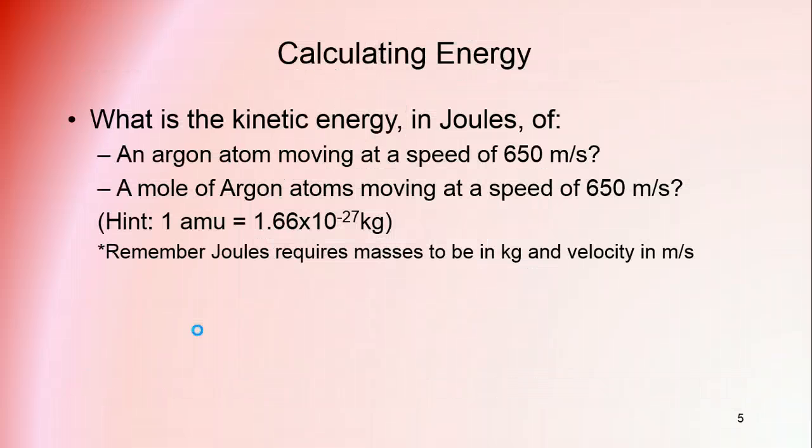Just as a practice calculation to see if we can apply what we know so far, we can pause the video and see if we can answer these questions. So what's the kinetic energy in joules of an argon atom moving at a speed of 650 meters per second? And then we should also try calculating a mole of argon atoms moving at a speed of 650 meters per second. And there is a kilogram mass conversion for AMU. And then again, remember, if we're going to come out with an energy unit such as joules, we need to make sure that our units that we're putting in are in kilograms and meters per second so that we get the right units. So pause the video, give that a try.